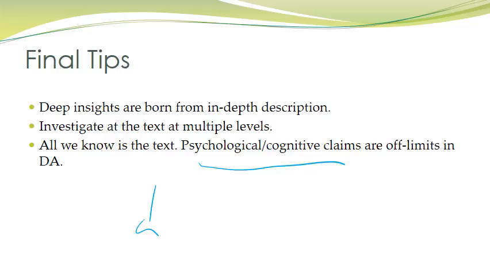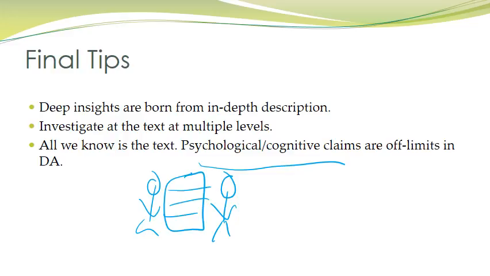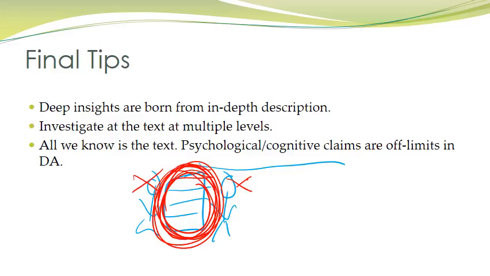So keep all the analysis, if we draw two people, the analysis is here, and I'll put it in red. It's here. It is not there. It is not there. It is here. That's what we're analyzing, the in-between. So stay away from psychological claims and cognitive claims. Keep it all on how the conversation takes place. How does the conversation develop? How does this particular speech act get done? It's all about what's going on here, not there, not there.